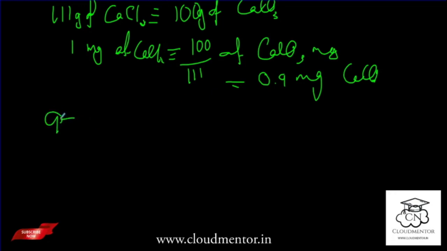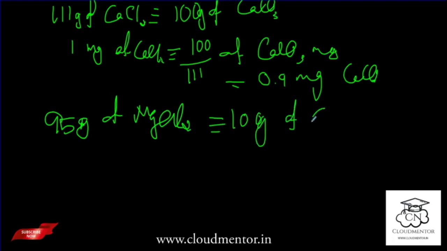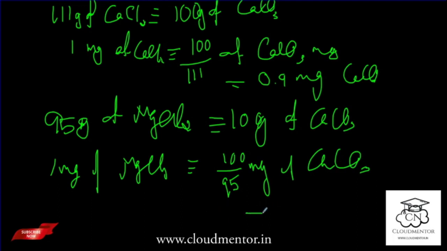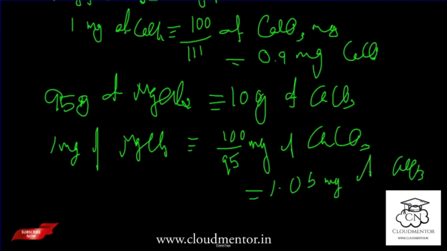So we can write 95 gram of magnesium chloride is approximately equal to 100 gram of calcium carbonate. And from this we can write that 1 milligram of MgCl2 will have approximately 100 by 95 milligram of CaCO3, that is equal to 1.05 milligram of CaCO3. Okay, now we need to add them.